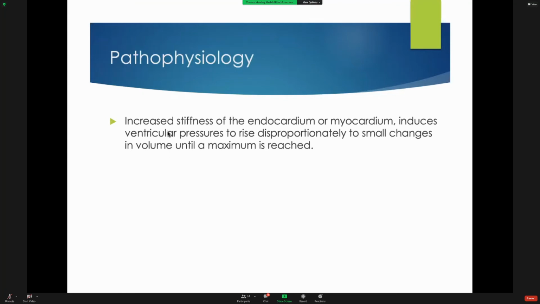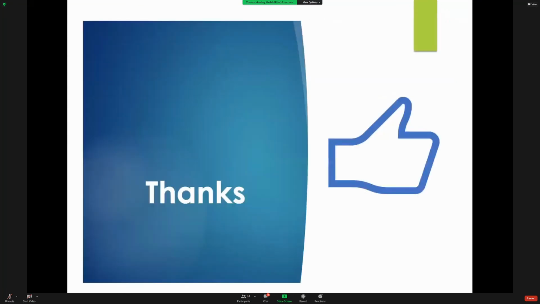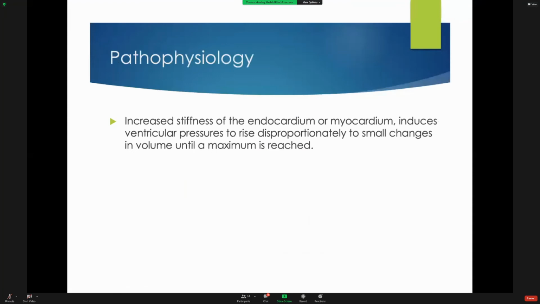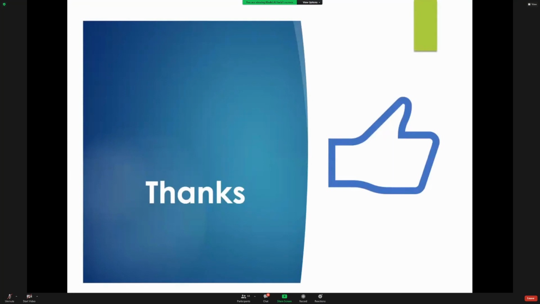Regarding pathophysiology, as I mentioned, there is increased stiffness of the endocardium or myocardium, which causes the ventricular pressure to rise disproportionately to a small change in volume until the maximum is reached. So it is only stiffness in the myocardium, with no dilatation and no myocardial thickening. This is the end of the lecture, and if there is any question, let me know.